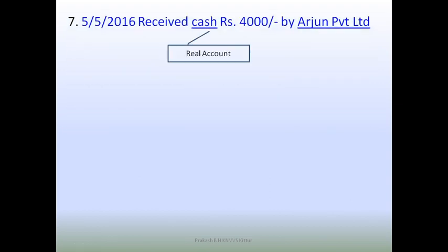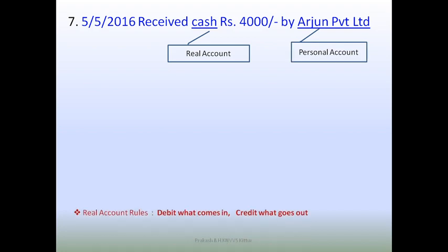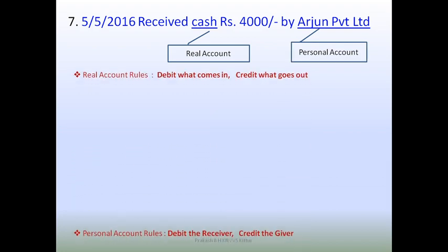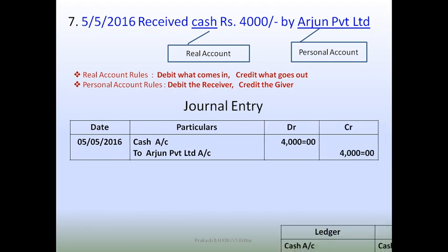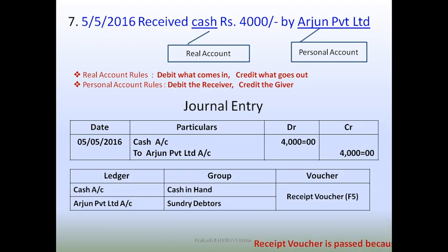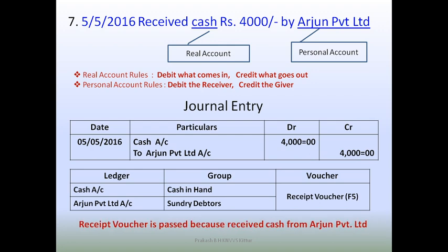Now the seventh transaction on 5/5/2016, received cash Rs 4,000 from Arjun Private Limited. Here we received the cash from Arjun Private Limited. Arjun Private Limited is a sundry debtor, who purchased the goods on credit. Now he is paying the amount, so the company received the cash Rs 4,000 from Arjun Private Limited. The cash is a real account, and Arjun Private Limited is a personal account.